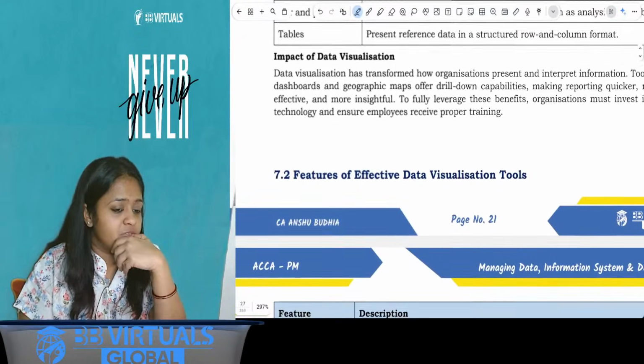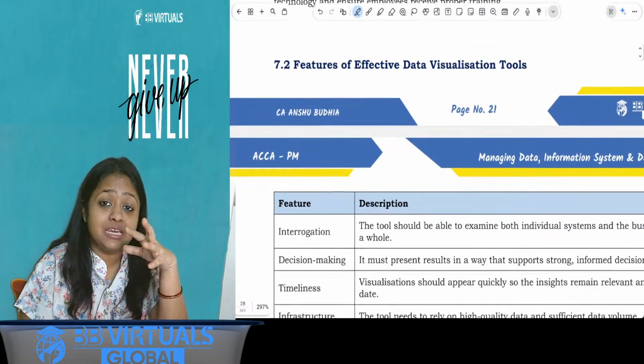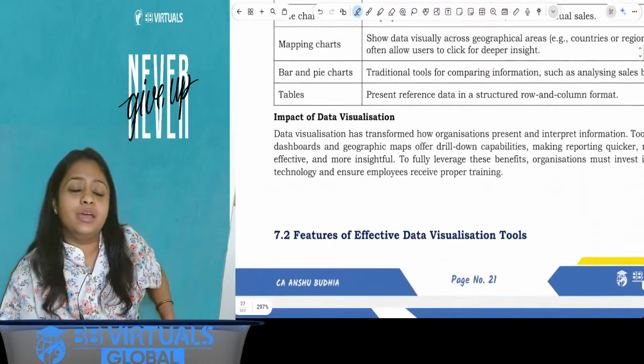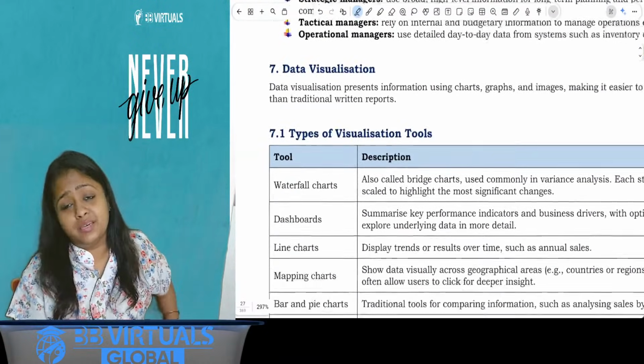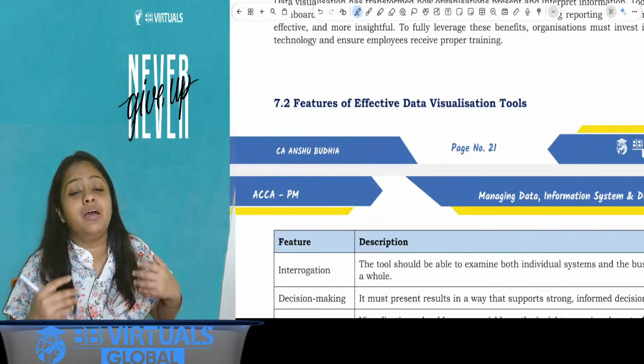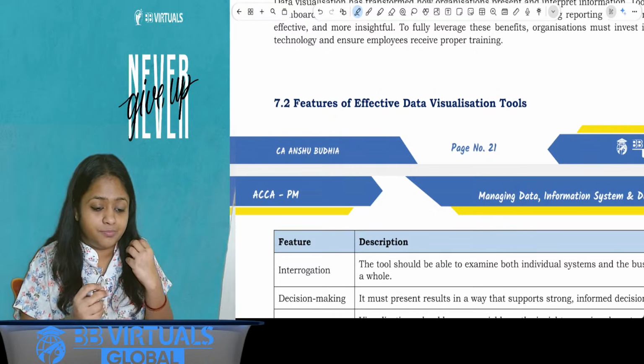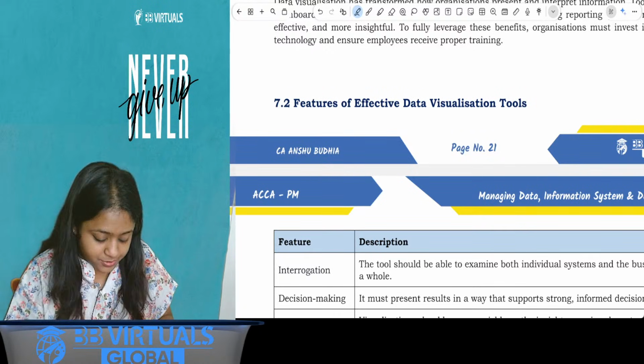One of the other topics also which is very popularly asked in exam is data visualization. I know it's a very simple topic, but it is asked. Data visualization is nothing but presenting the data in a way that is visually attractive and visually appealing, so the audience can immediately connect with it.